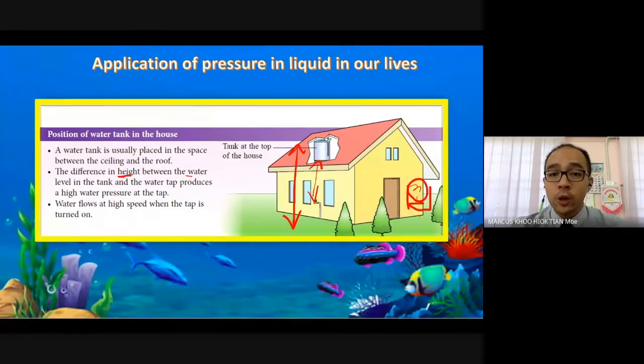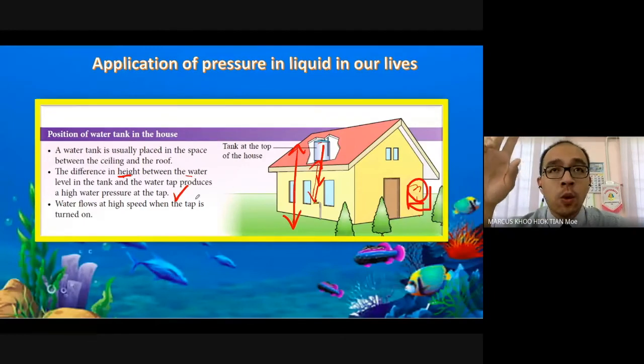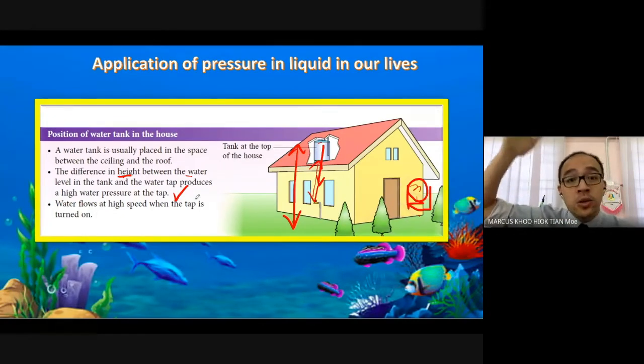So the liquid over here will have pressure and it will push the water towards the tap. You see, the difference in height between the water level in the tank and the water tap produces a high water pressure on the tap. Okay, so that explains why sometimes when you open the tap, the water is weak. And we find that happens especially if you're living in an apartment and you're living nearer to the top.